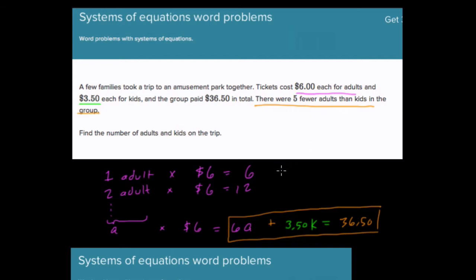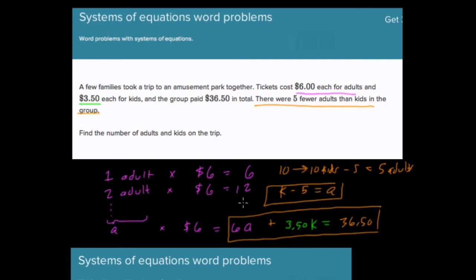So if there are 10 kids, for example, then there are 5 fewer adults. That would mean there are 10 kids, number of kids minus 5 gives you the 5 adults. So we take the amount of kids, K, subtract 5, and that gives us the adults, A. So we have these two equations, and now we can use substitution. I'm going to use substitution because you already know that A equals K minus 5.